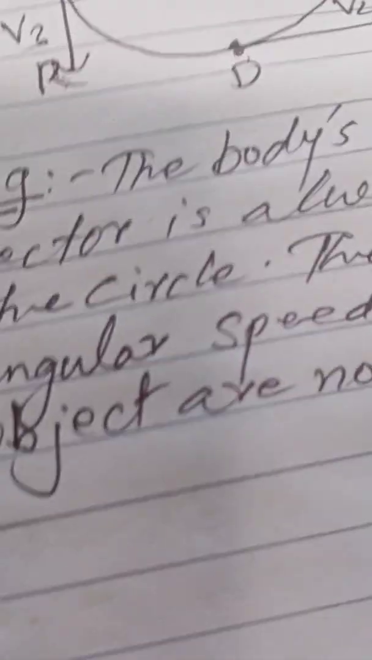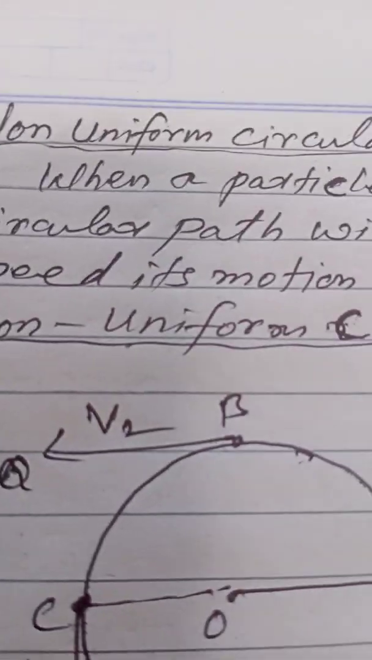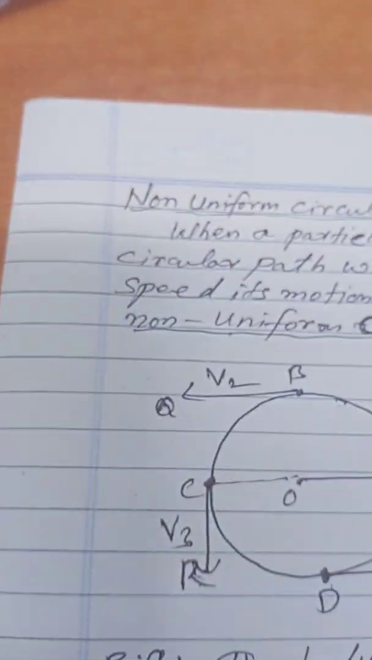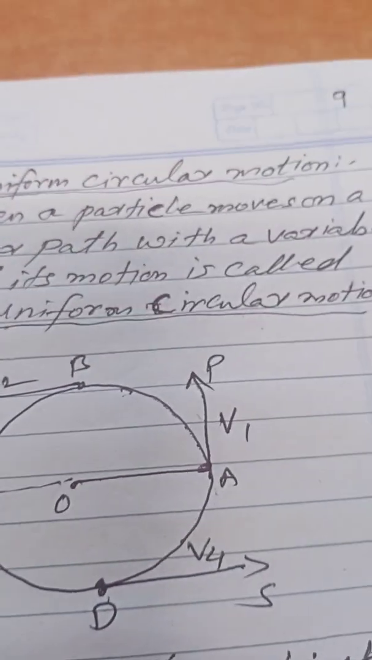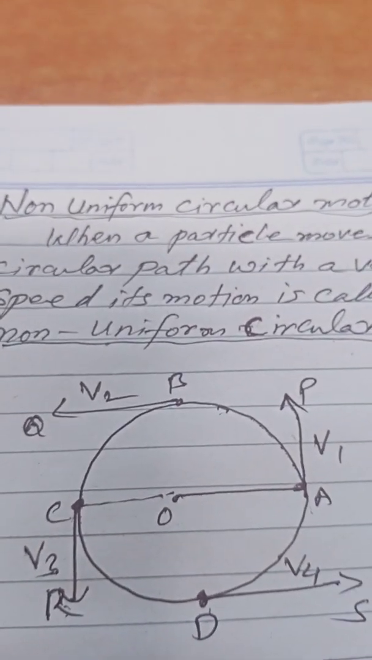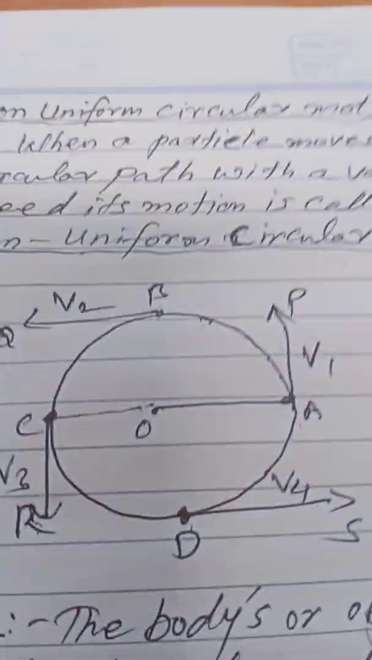Examples: the earth around the sun, the moon around the earth, the electron around the nucleus in an atom. Now next is non-uniform circular motion, the opposite of the definition of uniform circular motion. When a particle moves on a circular path with a variable speed, its motion is called non-uniform circular motion.